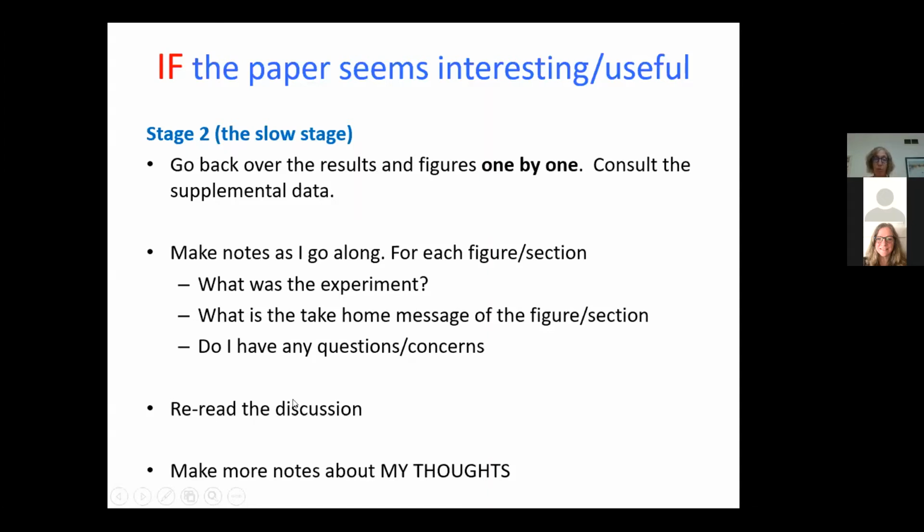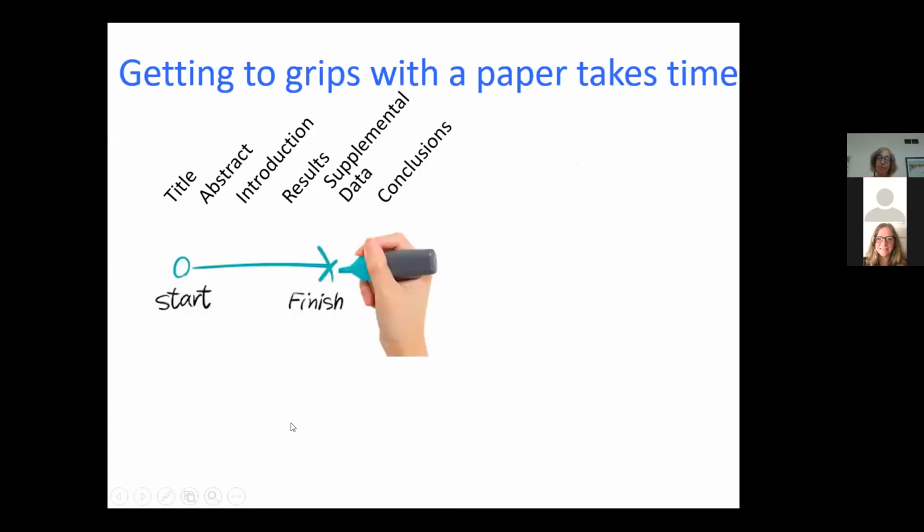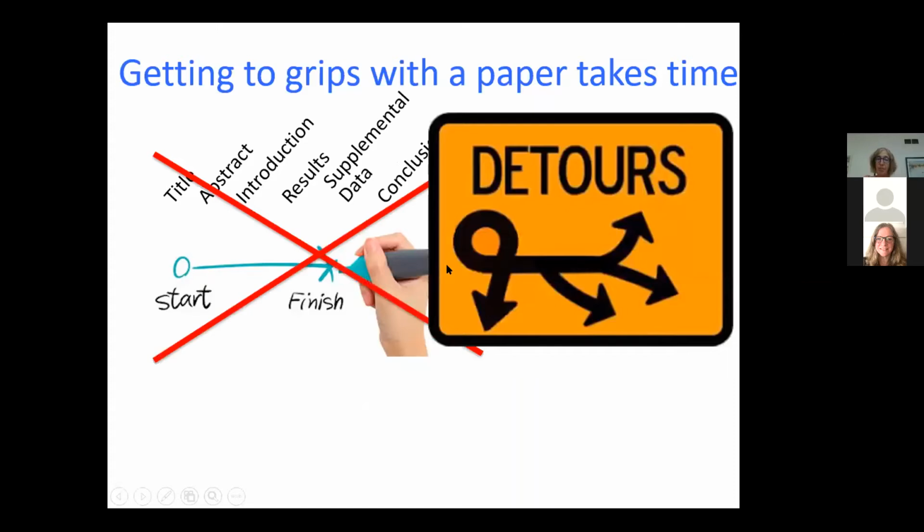Then I will reread the discussion and think about it in the context of what I've really learned from the figures. And then I may make some more notes about my thoughts, what I've really learned from this paper, what I think it means and where I think it should go next. So this takes time. I don't just go from start to finish, like I said. And it's worse than that. It's not just that I jump around between sections, but I may have to take a lot of detours en route.